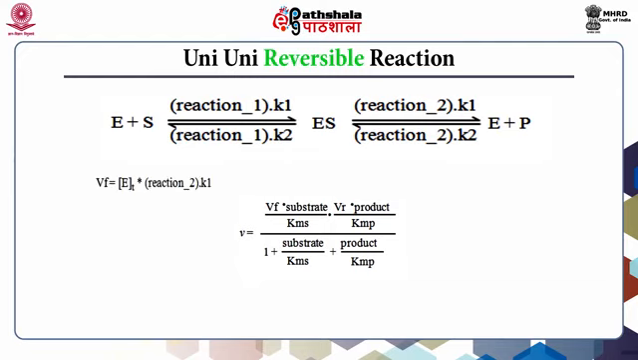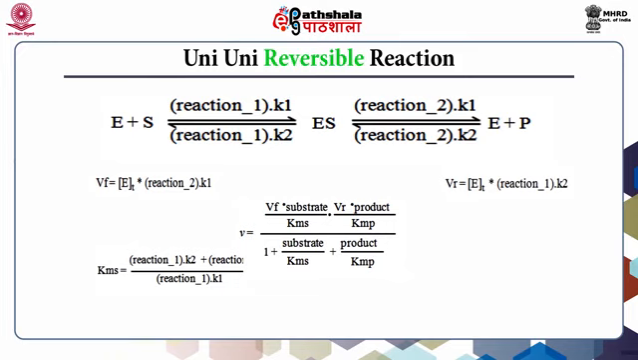The Vr, that is Vmax R, for the reverse reaction is given by the product of the total enzyme concentration, that is molar concentration, and the rate constant for the substrate formation. The Kms, that is the Km for the substrate, is given by the ratio between the sum of the rate constants for the decomposition of the ES, that is reaction_1.K2 plus reaction_2.K1, and the rate constant for the formation of ES from the substrate, that is reaction_1.K1.